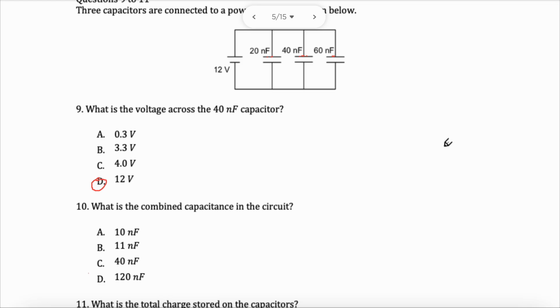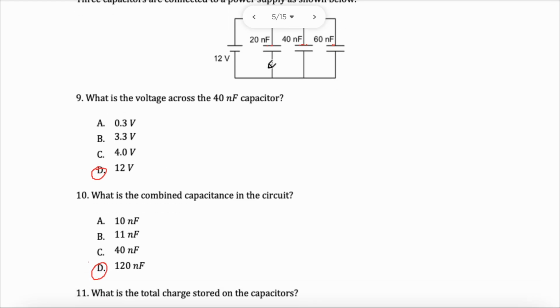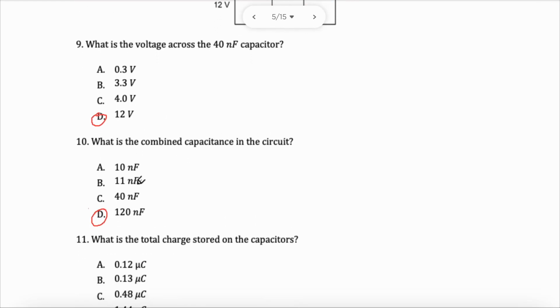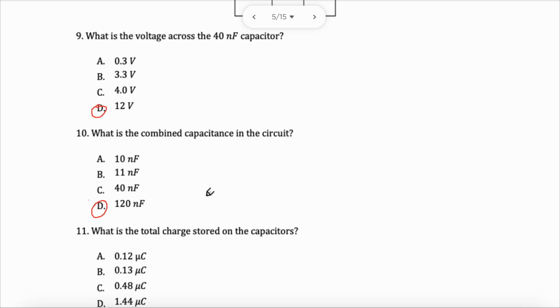If you wanted to find the total capacitance, you can just add 20 plus 40 plus 60, 120. It's bigger than the biggest capacitor. That's another little way you can see. These are definitely going to be wrong. This is the only number that's bigger than the biggest capacitor. The total charge stored on the capacitors, charge, okay, no problem, equals Q equals CV.